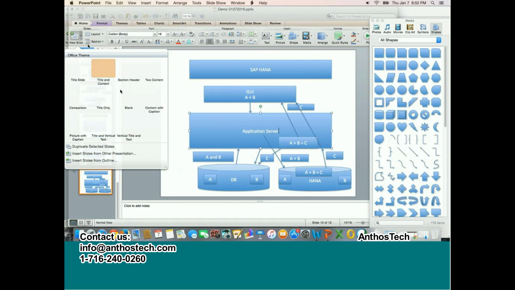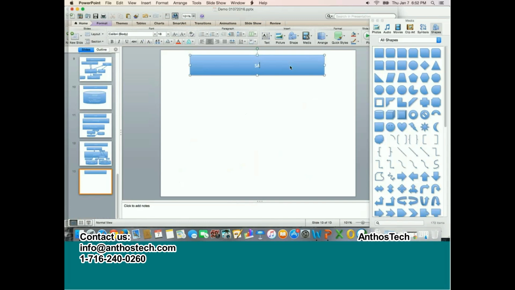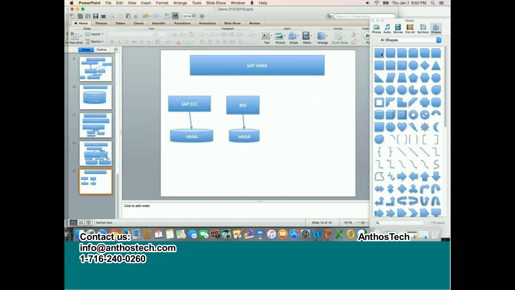And now the next thing is that SAP HANA initially started as one system on HANA: SAP ECC system on HANA database, and SAP BW on HANA database, separate databases. It started as one database for one application.